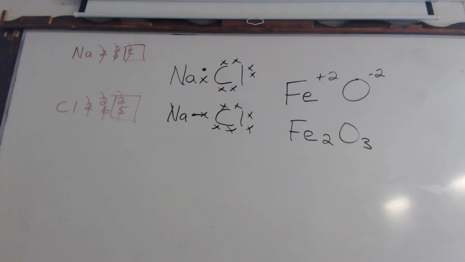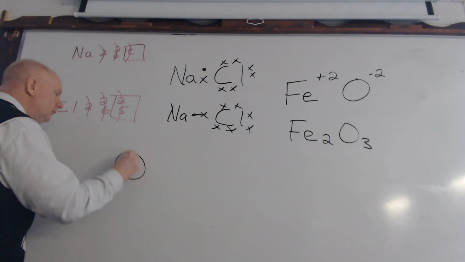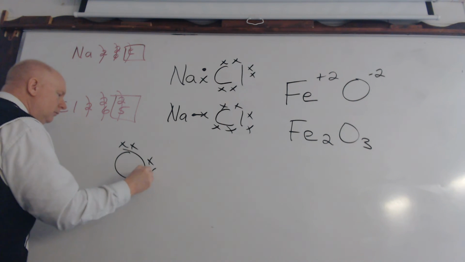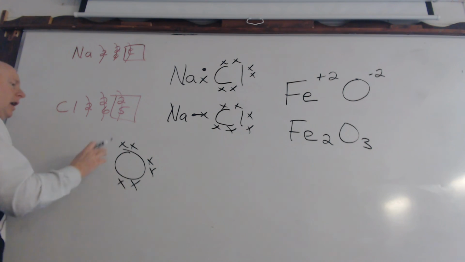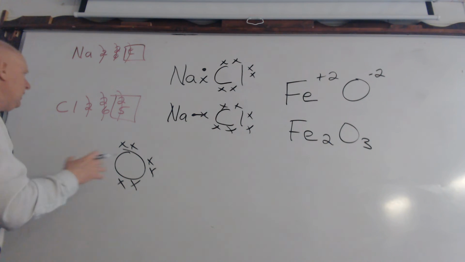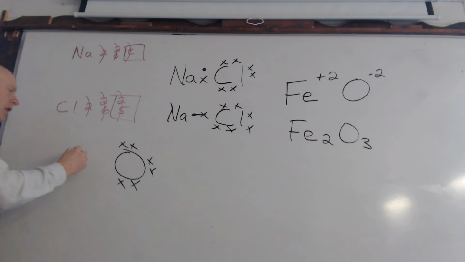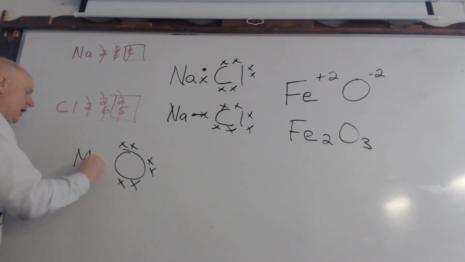How many valence electrons does sulfur have? 6. Outer energy level, 6 X's. Now, it doesn't matter if you use dots, triangles, E's, or X's, whichever. So, magnesium being an alkaline earth metal, how many valence electrons does it have? 2. And remember, the column that it falls in tells you how many it has.